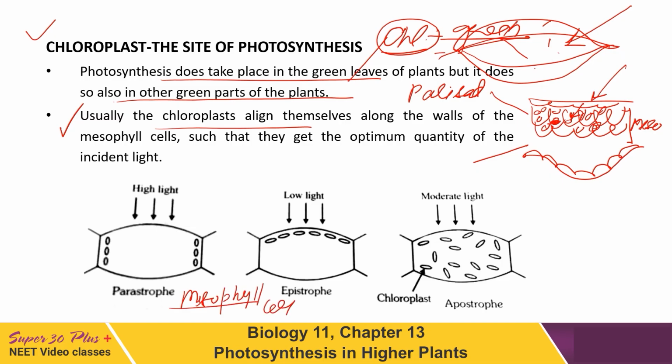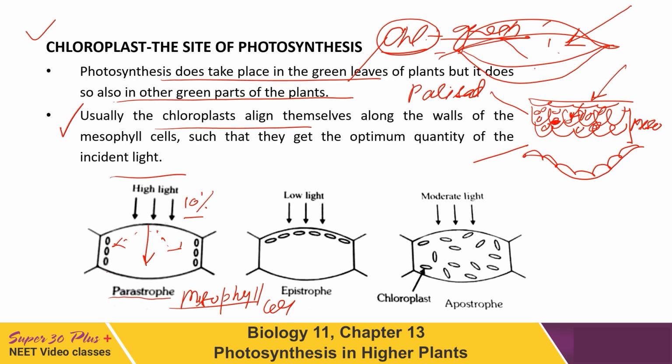What is there? If high light intensity is there, then that can harm the chloroplast. Therefore, the chloroplast will be arranged parallel to the light rays, and they will do the photosynthesis, because for photosynthesis much more light is not required. Only about 10% of the light which is incident on leaves is sufficient.